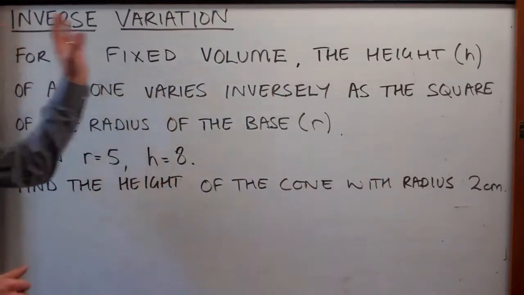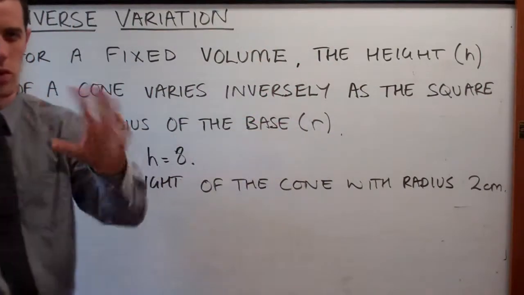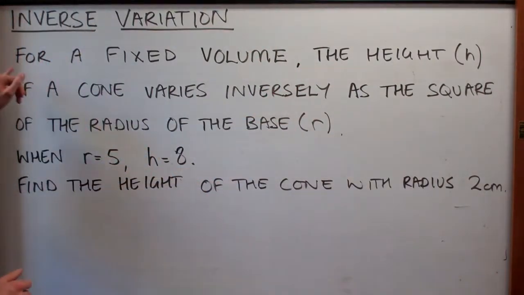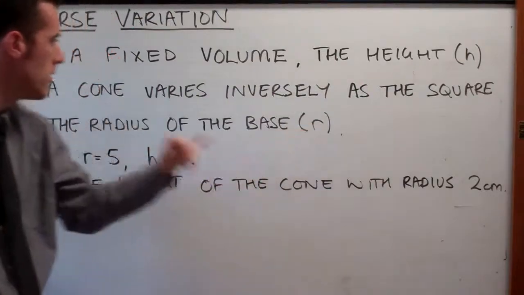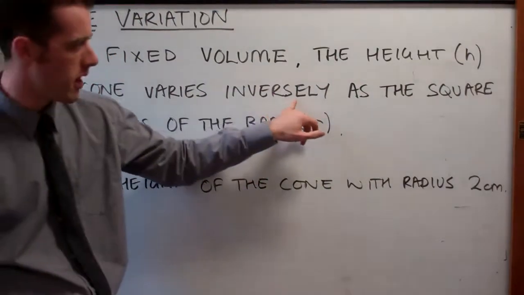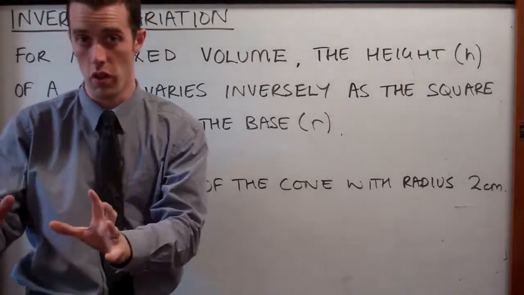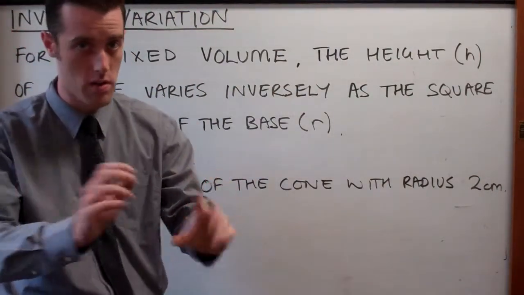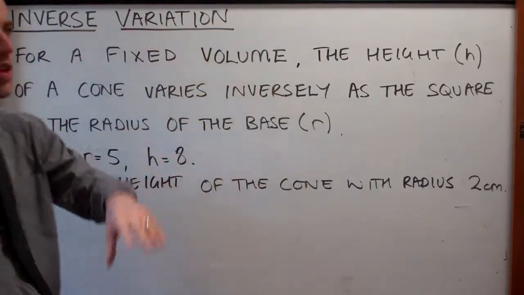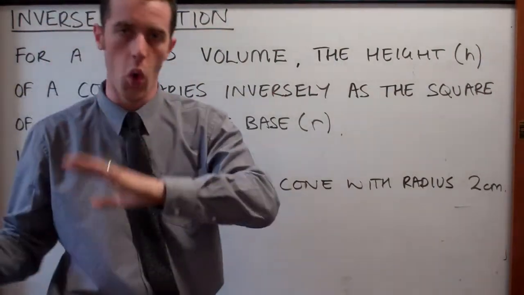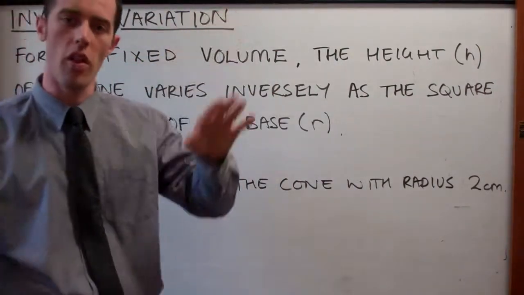Now let's go over the first little bit of the example to explain what inverse variation is. For a fixed volume, the height of a cone varies inversely as the square of the radius of the base. That looks really complicated, so let's deal with it in bits. Inverse variation, what does that mean? That means that as one quantity is going up, the other one is coming down.